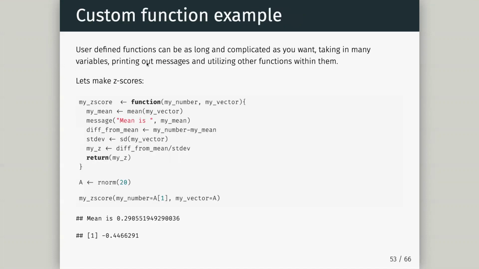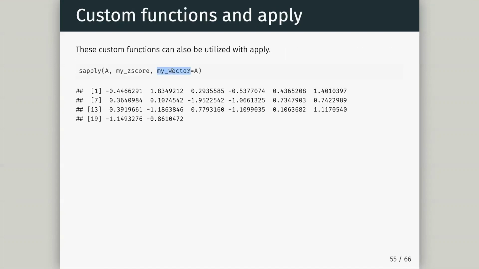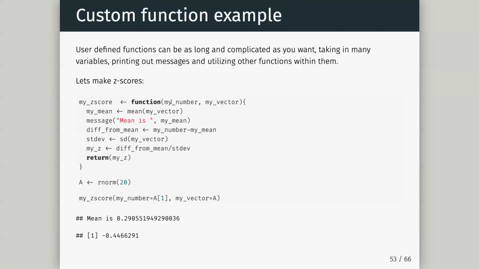So the second argument for my z-score, my vector here, I can supply after the comma, just give it this additional argument. So what it's going to do then is sapply will apply my z-score to every value of A, and the additional argument we're passing is my vector. So we'll just go through and apply for every value. It will assign my number for every value of A, and my vector will be A for every one.